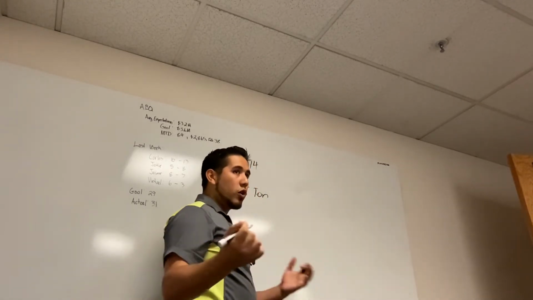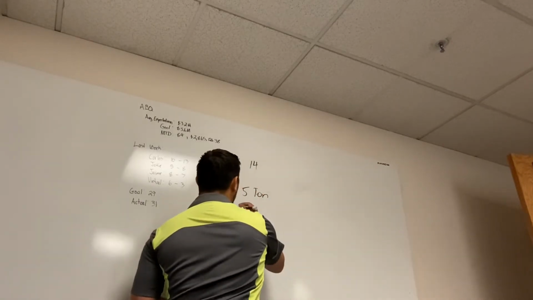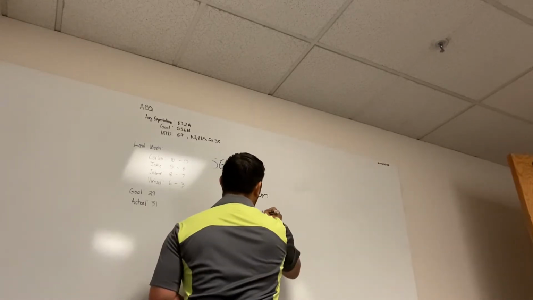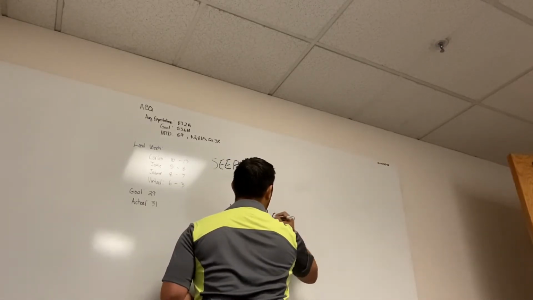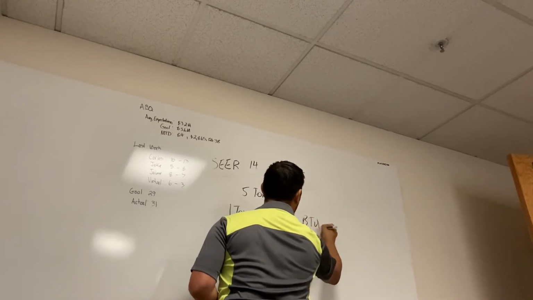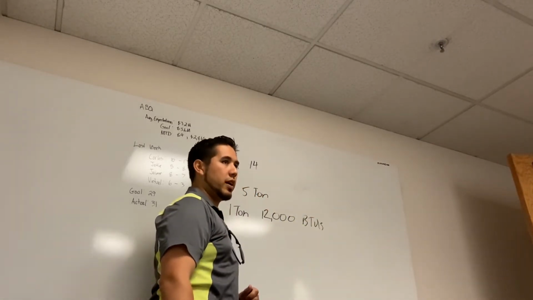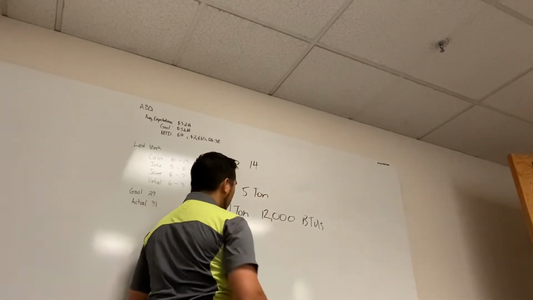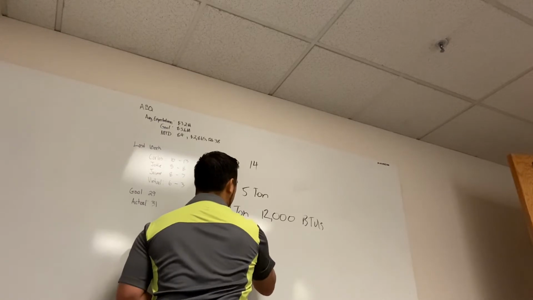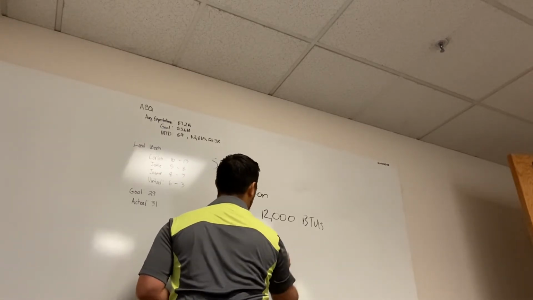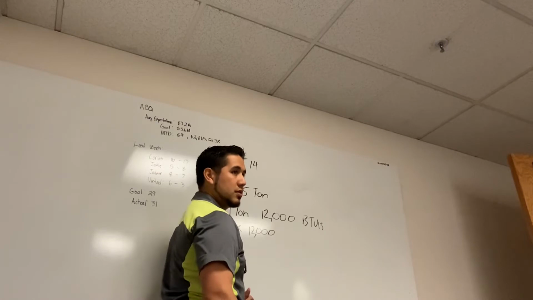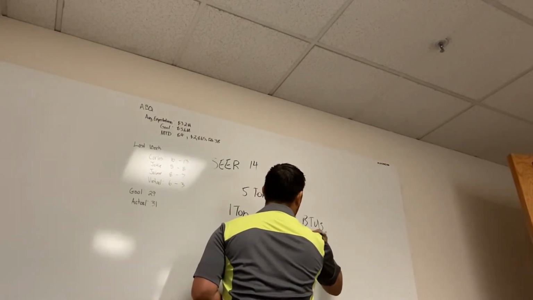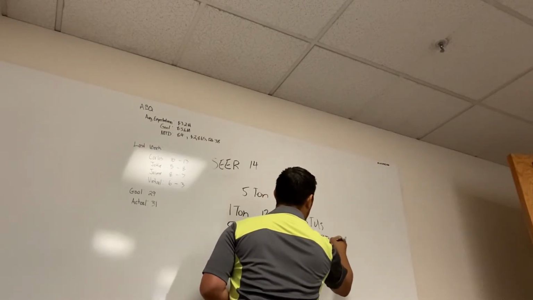Now, for an AC unit, for each ton, there is 12,000 BTUs. Okay? Everybody follow me? So if we have a 5-ton unit, we would take 5 times 12,000, which is 60,000 BTUs. Okay?